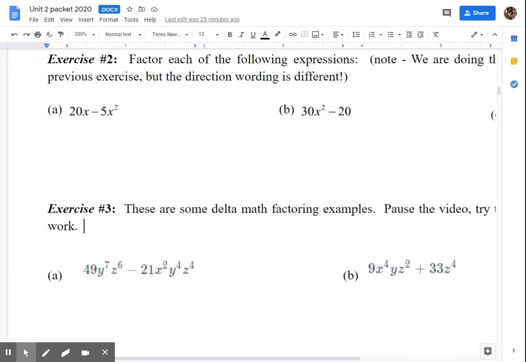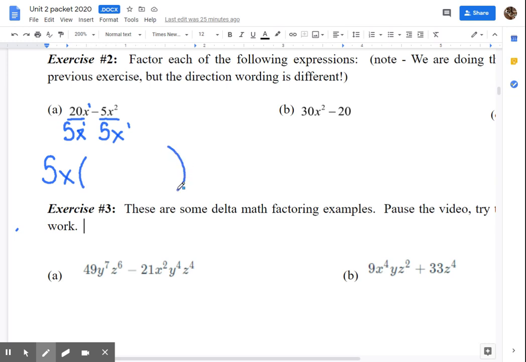So 20x minus 5x squared. We have 2 terms. We can take a 5 out of both. But now in this case, we have an x to the 1 and an x squared. So we have to take out the smallest x exponent that matches in each term, which would be x to the 1. So our GCF is 5x.